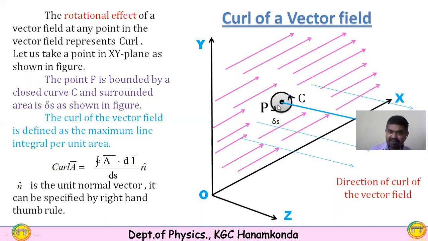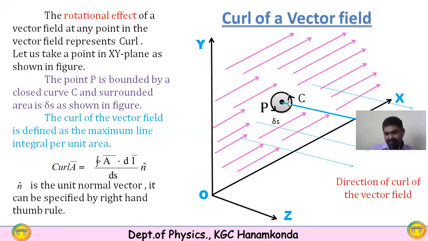The curl of the vector field is defined as follows. Throughout this loop or closed path, we are going to calculate the line integral. So the curl of the vector field is defined as the maximum line integral per unit area. At point P, suppose this vector field undergoes a rotational effect. Therefore, along this closed path, the vector undergoes rotational effect.